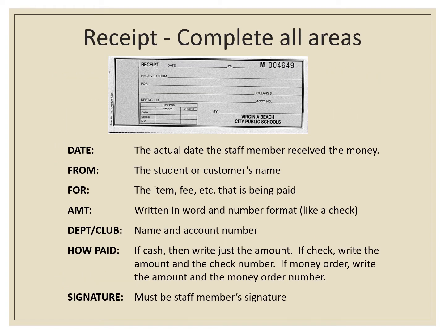Complete all areas of an individual receipt. The date will be the actual date the staff member received the money. Received from will be the student or customer's name. For is the item, the fee that is being paid. The amount will be written in word and number format like a check. The department or club will be the name and account number.